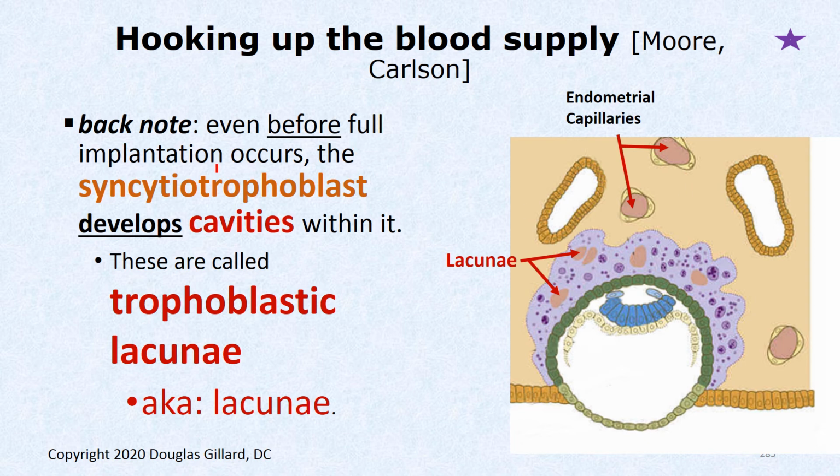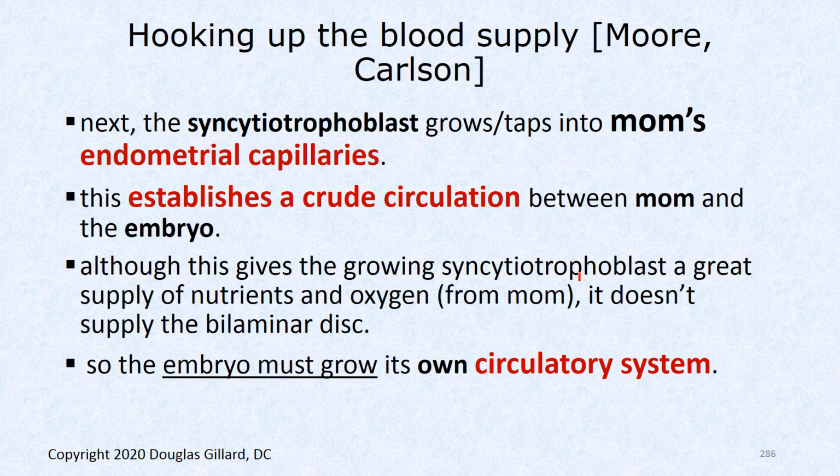So even before implantation occurs, or is completed, I shouldn't say occurs. Did I say that? I should say completed. So let me make a note to change that. I don't even know what slide that is. Looks like 283. Completed. So even before implantation is completed, the syncytiotrophoblasts develop these little cavities in them. And they don't do anything yet, but they have a name. They're called lacunae or trophoblastic lacunae. Why they don't call them syncytiotrophoblastic lacunae, which they should, I don't know. Maybe it's just too confusing because they do occur in the syncytiotrophoblast, not in the trophoblast or cytotrophoblast. But nevertheless, that's what they're called.